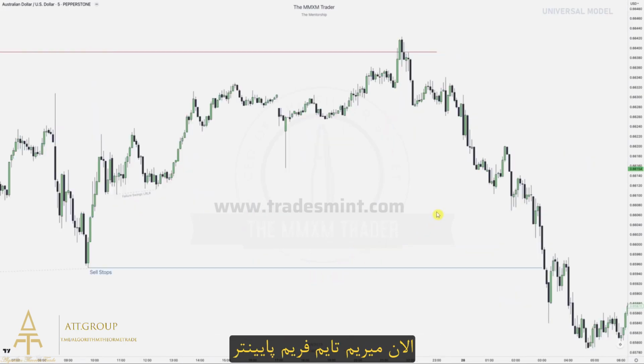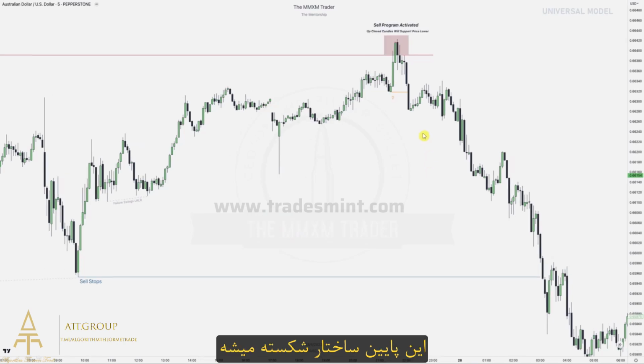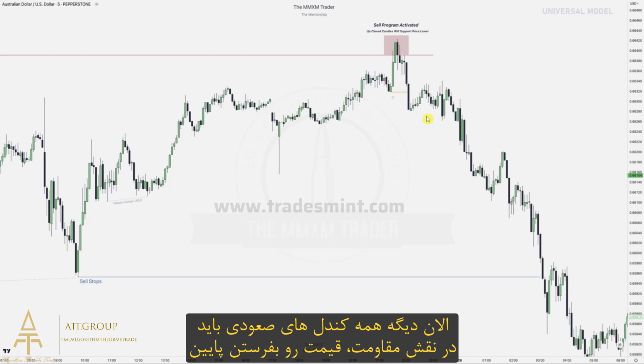And now we dive into our lower time frame. So over here, 5-minute time frame, we wait for a break of structure, right? Important. So break of structure happens down here. Sell program has been activated because we took out that external range liquidity, right? So all up close candles should now act as a resistance and support price down lower.